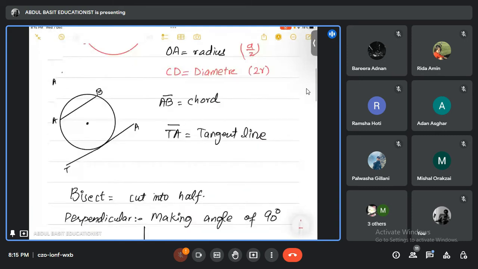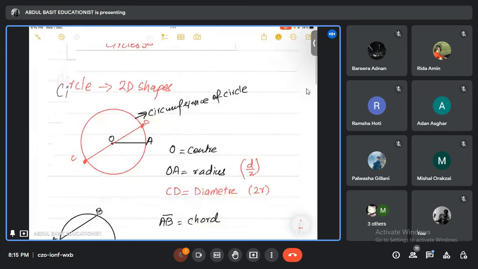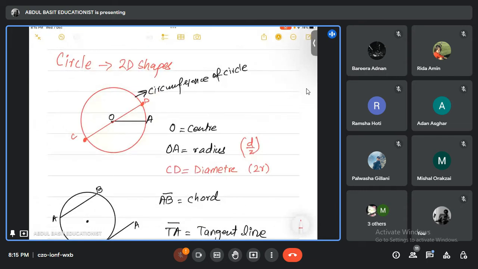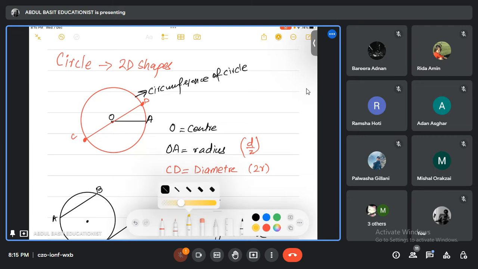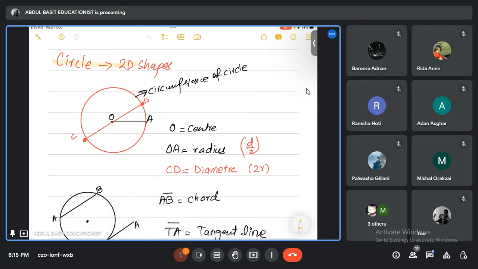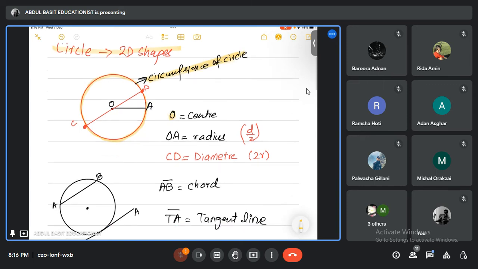Now there were four properties. What were they? Let me make it a very quick recap. Circle is a two-dimension shape. What is a two-dimension shape? A two-dimension shape is a kind of shape that we cannot touch. For example, we cannot touch the circle. As I said, this is the boundary of the circle. The boundary of the circle is known as the circumference of the circle. O is known as the center of the circle.